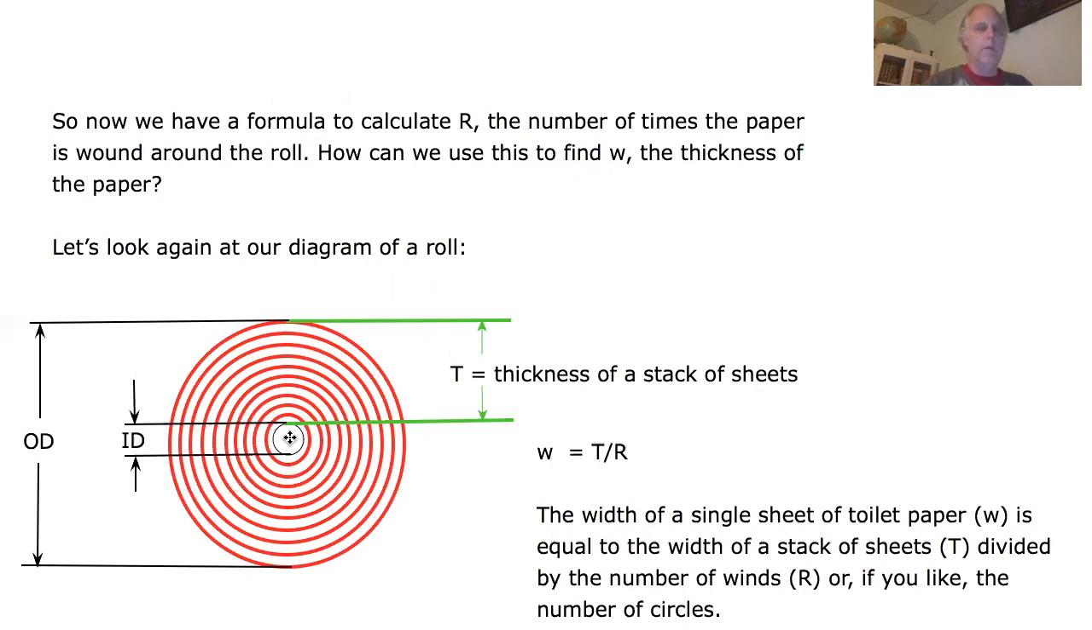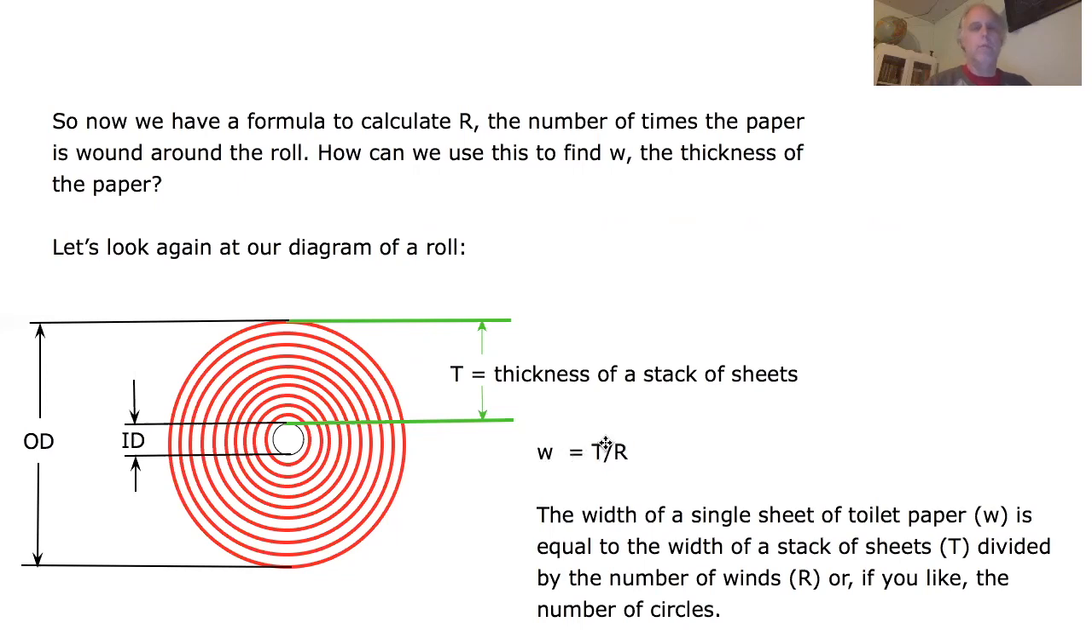So here's a diagram of a roll with a lot of concentric circles, and I've labeled it again with the inner diameter, which we've measured already, and the outer diameter, which we've measured. And now there's this new value, T, which is equal to the thickness of a stack of sheets. So that's all the sheets going from this central circle all the way up to the outer circle. That T there is that thickness. And if we wanted to know the thickness of a single sheet in that stack, well, all we do is divide T by R. So here's our formula.